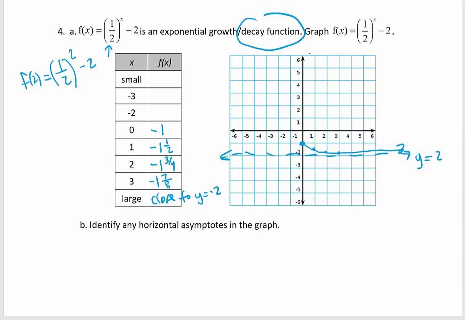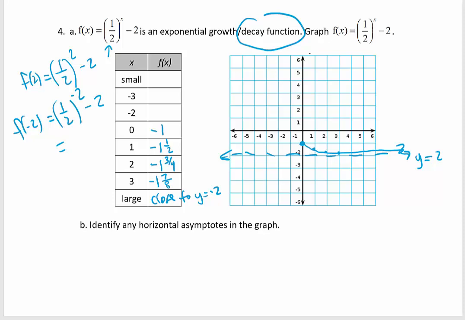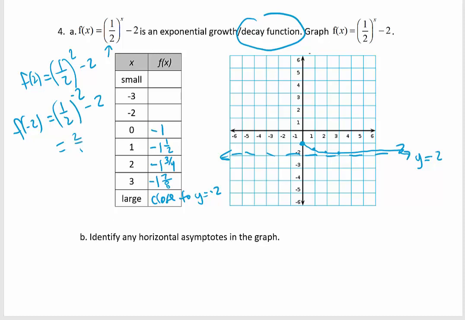All right, as we start to get smaller, let's see. Let's say f of negative 2 is going to be 1/2 to the negative second power minus 2. Well, first thing we do is deal with this negative on that exponent. We take the reciprocal of the base, so it's going to be 2/1 to the second power minus 2. Well, 2/1 is just 2. So if I square 2, that's going to give me 4. 4 minus 2 gives me 2 as my output value. So at negative 2, I've already gone off the 2 there.